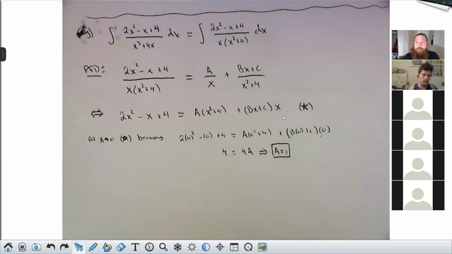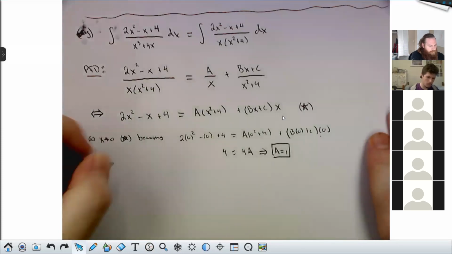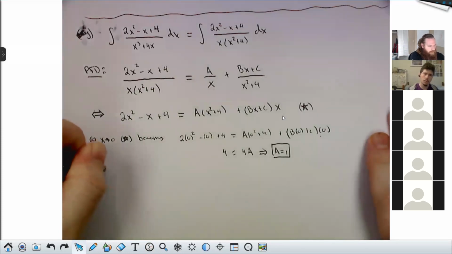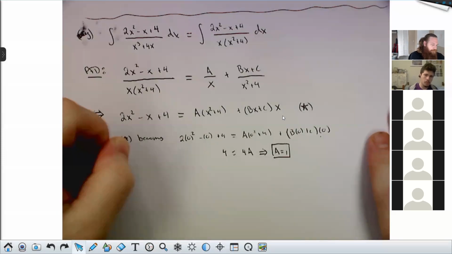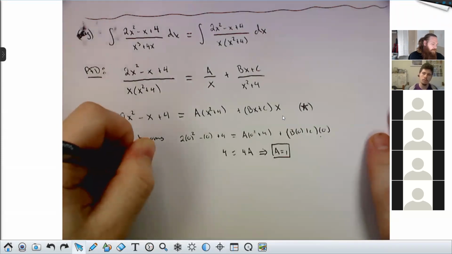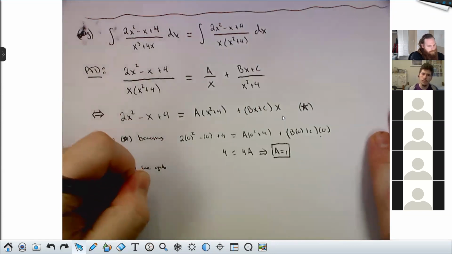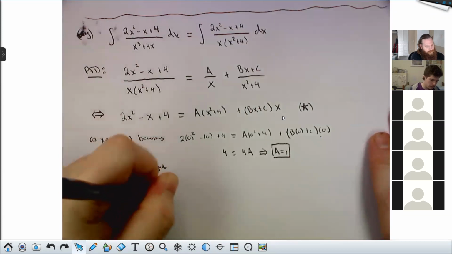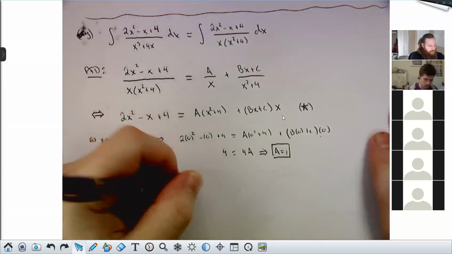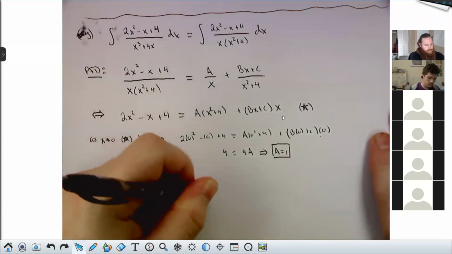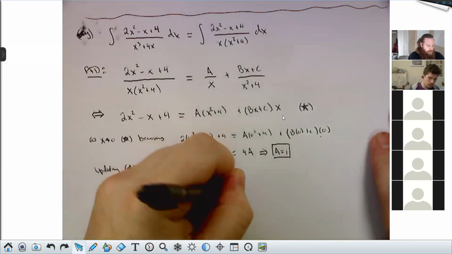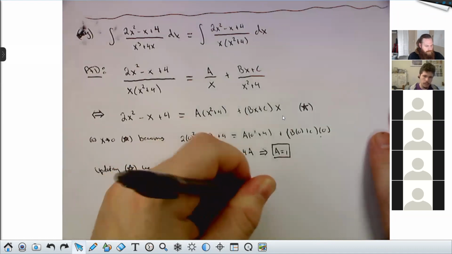So I should update my equation star with the information gleaned from Heaviside. And then proceed with the normal method. So now, updating star, we get 2x squared minus x plus 4 equals 1 times x squared plus 4 plus, I'll write this out, this is bx squared plus cx.